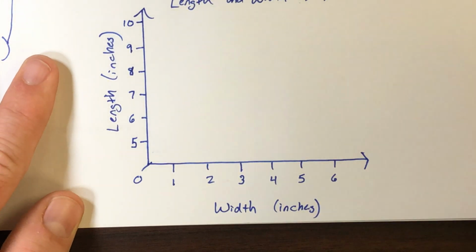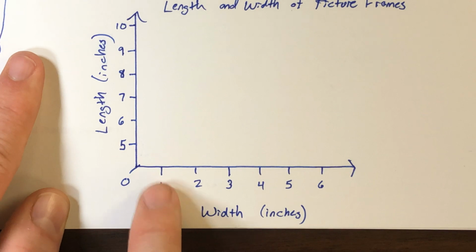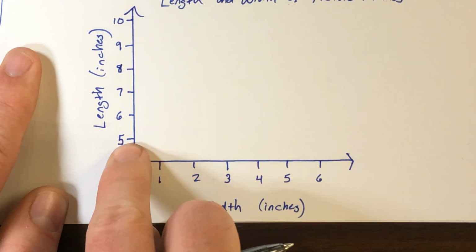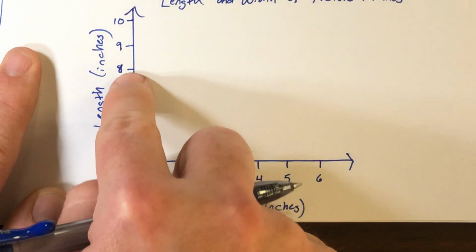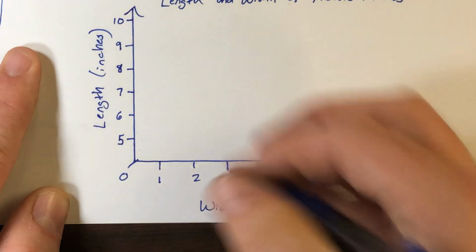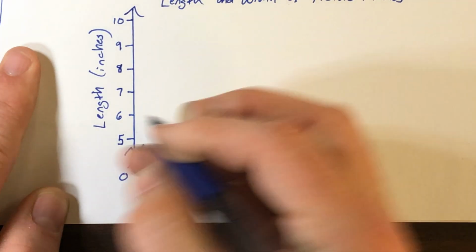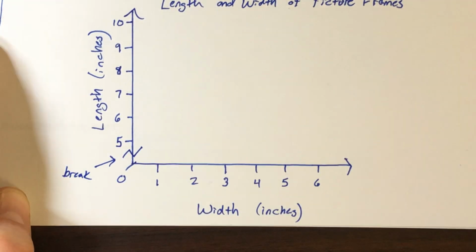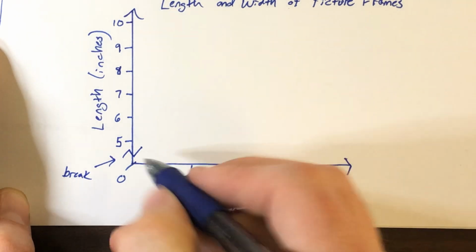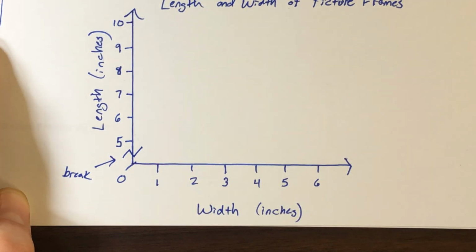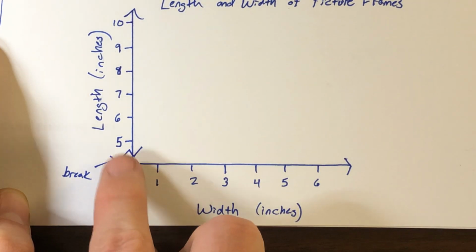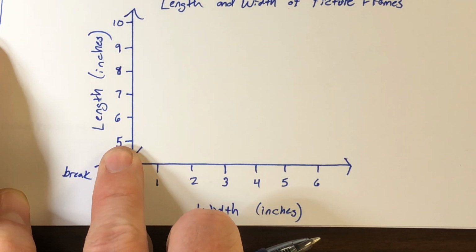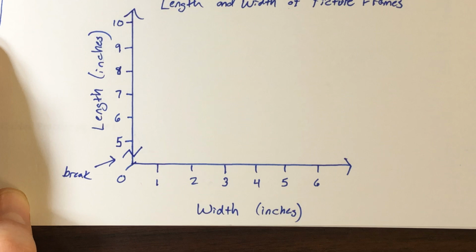Now, one thing. Here, I started with ones and I counted by ones. Good. Here, I counted by fives. Did I count by fives? No. That means you need one of those. That would be called a break. Breaks are used when you have essentially cut off part of your graph. I cut off 1, 2, 3, and 4. So if you start with a number and you don't count by that number, add a break.